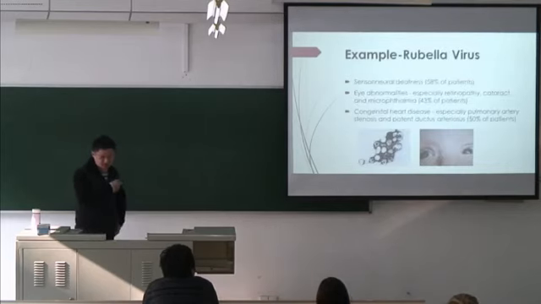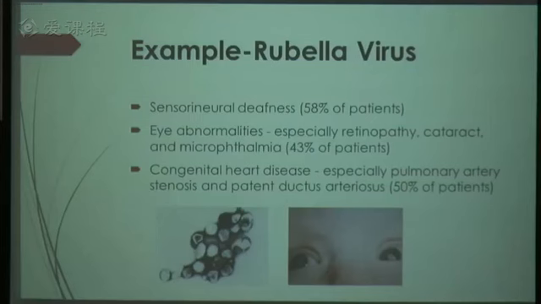Okay, the other example is the rubella virus. If this infected a pregnant woman, it can cause very severe birth defects, such as sensorineural deafness or eye abnormalities like cataract, as in this picture of the baby. It can also cause congenital heart disease, for example pulmonary artery stenosis. To the left, this is showing the virus.